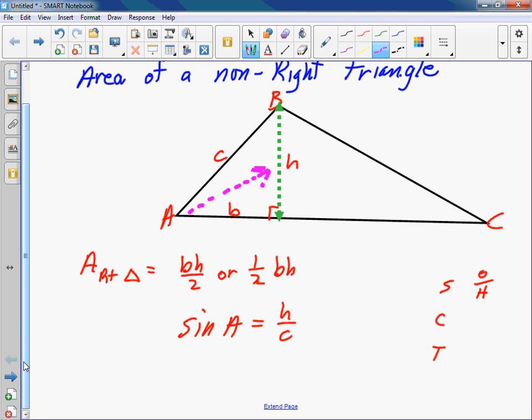All right. So what could we do? Zane, you got a thought? Multiply by C. I'm good with that. Multiply by C, both sides, and then we get C times sine A equals H.